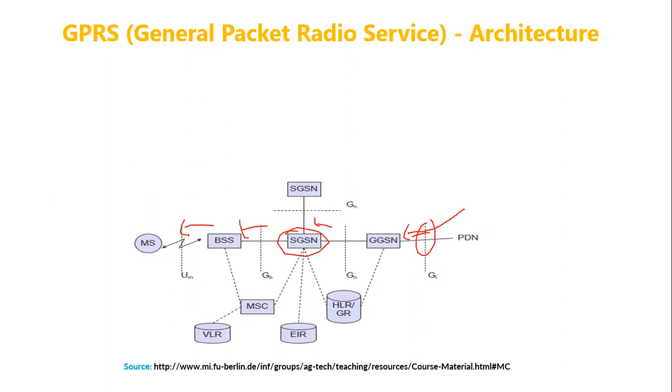The MSC is responsible for data transport in traditional circuit switched GSM. In the GPRS scenario, it is used only for signaling purposes.